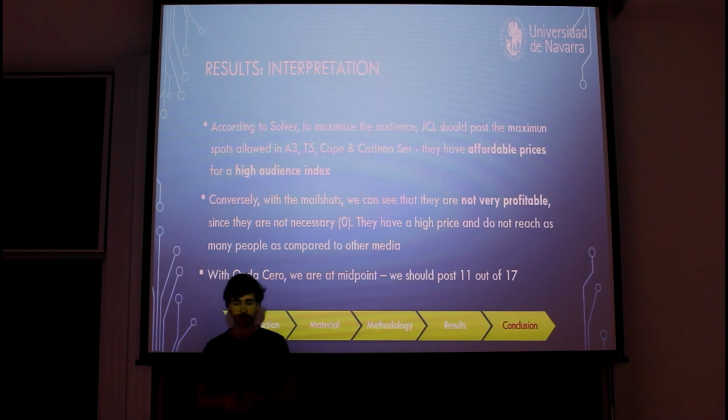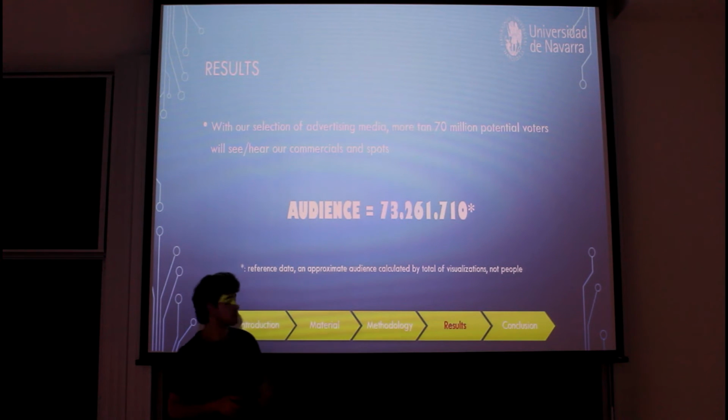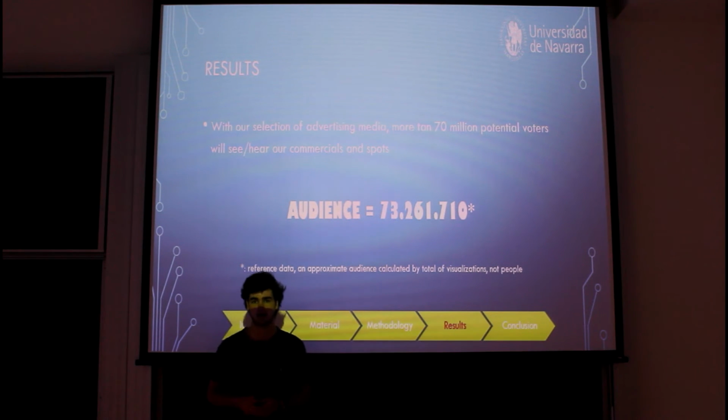Therefore, according to Solver, if we want to maximize our party's total audience, the best options are Antena 3, Telecinco, Cope, and Cadena C, because they all have affordable prices for high audience indexes. Besides, the Mail Shot option is left behind, due to the contrary, a very high price for a low audience index. Finally, Onda Cero is in the middle, with a median audience and not very costly. Then, the specific solution would be more than 70 million potential reached by our campaign. However, this is an approximate audience, calculated by total visualizations, not people.